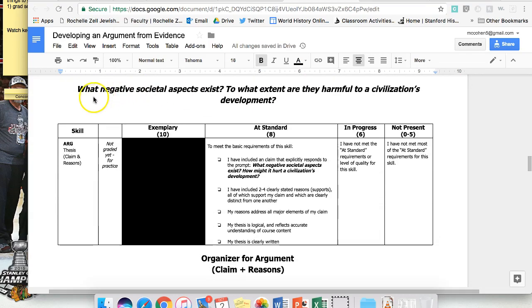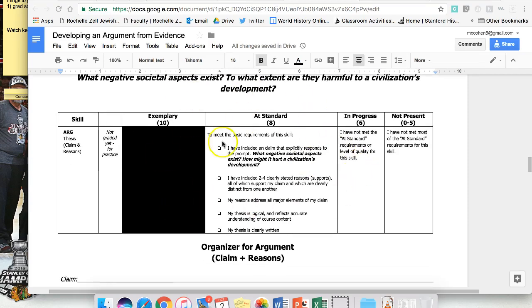Here's my question: what negative societal aspects exist, and to what extent are they harmful to a civilization's development? So this is a two-part question. I have to first acknowledge what negative societal aspects there are, and then talk about to what extent they're harmful. To what extent can be a challenging question. So be thinking about, is it very harmful, somewhat harmful? You can either specifically identify that in your claim, or you can sort of generally state it and then go into it more specifically within your reasons and then into the essay that you write.